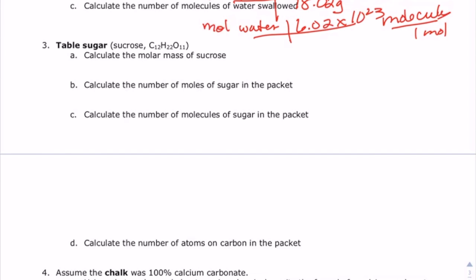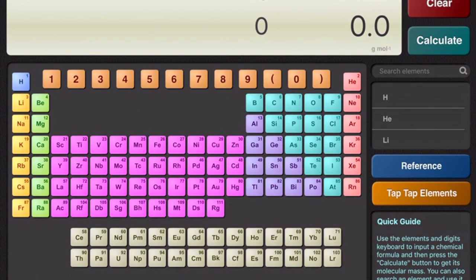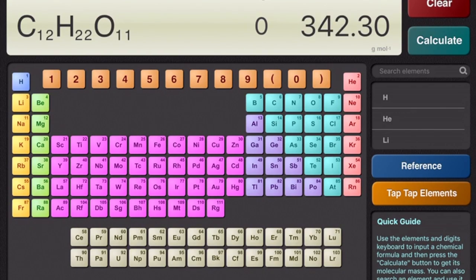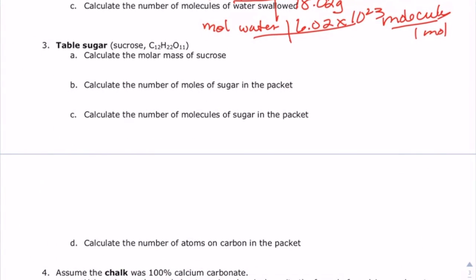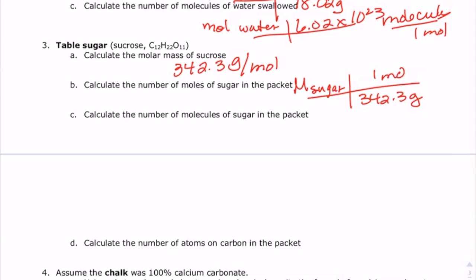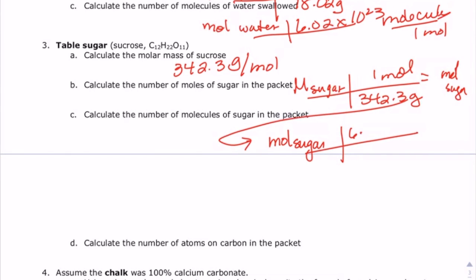All right, for table sugar, calculate the molar mass of sucrose. So we'll go to the magic calculator. C12H22O11 has a molar mass of 342.3 grams in 1 mole. Calculate the number of moles of sugar. So we'll take the mass of the sugar and we'll divide by 342.3 grams in 1 mole. That will give us moles of sugar. That answer will come down here and get multiplied by Avogadro's number. And we're calculating molecules, and that will give you molecules of sugar.